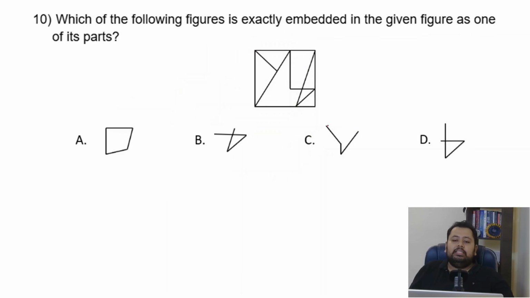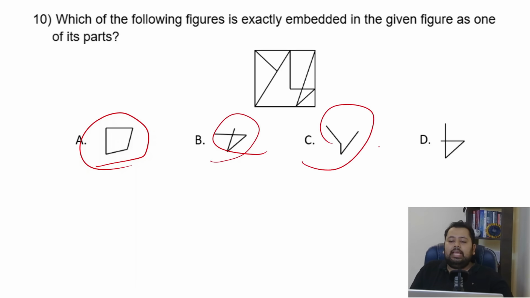Which of the following figures is exactly embedded in the given figure as one of its parts, right? So from the options, you have to find out which of the parts is actually exactly embedded in the main figure that is given over here. Again, pause the video, look at the options, find the solution, and then look for the solution.